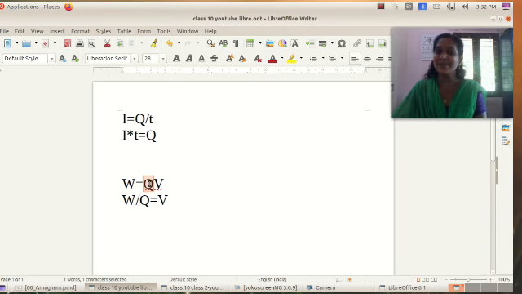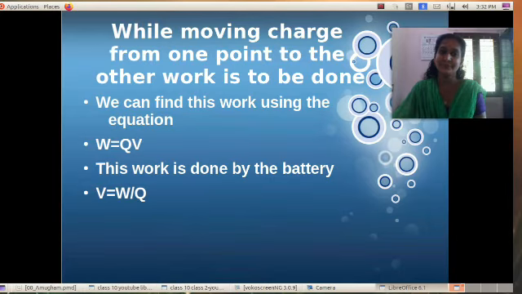We take this V to the side of work done. Here it is in multiplication with the voltage. This numerator Q comes to the side of work done, then it becomes the denominator Q. Then we get V is equal to W by Q. So we have the equation for finding the work done in a circuit, W is equal to QV. We can find the voltage by using the equation V is equal to W by Q.